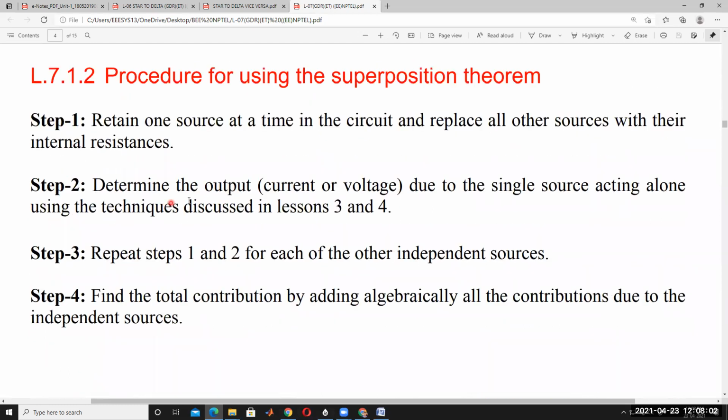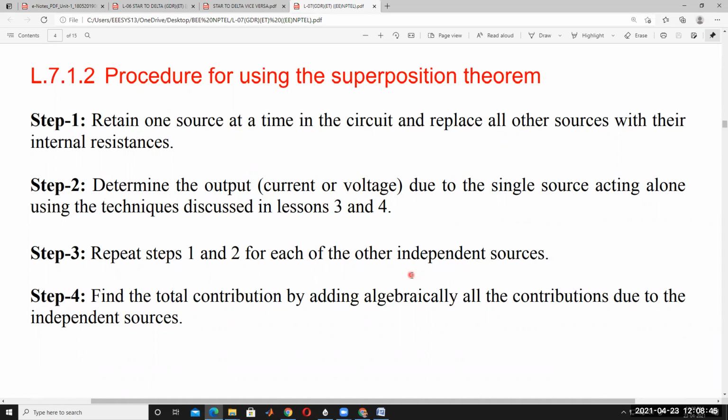And step 2, determine the output current or voltage due to the single source acting alone using techniques discussed in the lessons, that is mesh analysis and nodal analysis, current division rule and voltage division rule. Determine the output voltage and current by acting only a single source, using the techniques discussed in the previous lecture. And then step 3, repeat step 1 and step 2 for each of the other independent sources.